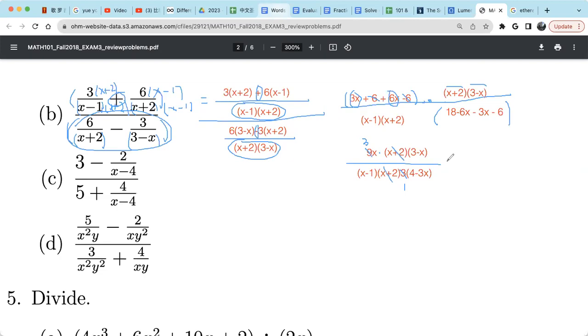So what's our answer? Our answer is, in the numerator, I have 3 times 3 minus x. In the denominator, I have x minus 1 times 4 minus 3x. That's our answer. Nothing can be simplified anymore.